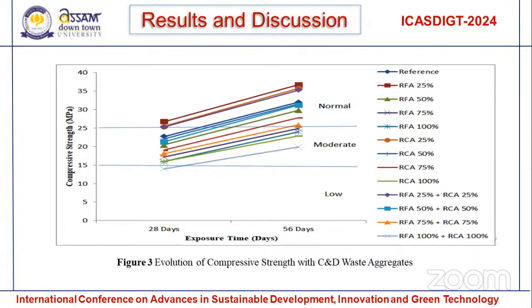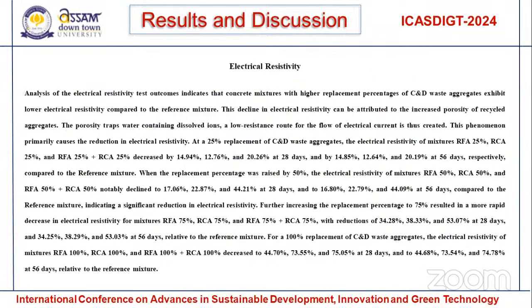This is the graph we have plotted for different mixtures, like 1 to 13, where different replacement percentages are considered. From the graph, it is clearly visible that the red line, that is RFA 25%, has the highest compressive strength, and RFA 100 plus RCA 100 has the lowest compressive strength. Similarly, we have tested the electrical resistivity to find out the durability criteria, or the corrosion risk, of the concrete samples.